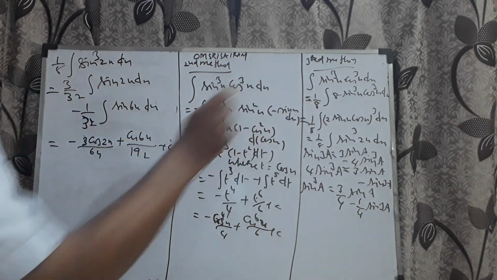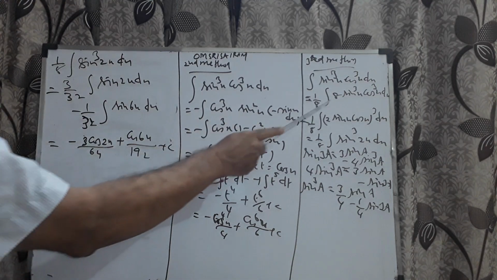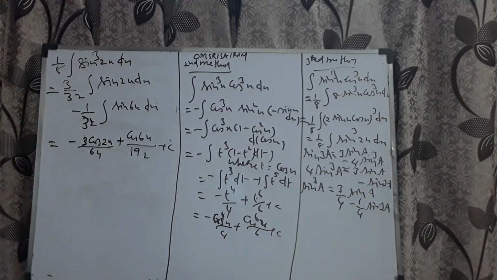Integral sin cube x cos cube x dx. Multiply and divide by 8 over here, because 2 sin x cos x whole cube is nothing but 8 sin cube x cos cube x. 2 sin x cos x is nothing but sin 2x.